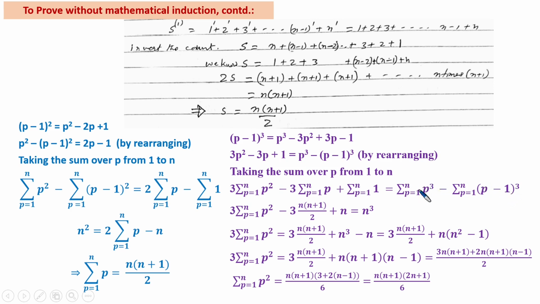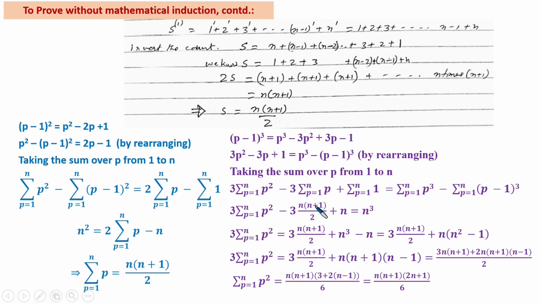So what will be remaining? Only n cube will be remaining, because this summation will have 1 cube plus 2 cube plus 3 cube up to n cube, and this one will get terminated at n minus 1 the whole cube. This term will have one term less than this, so n cube will remain here, rest of them will get cancelled, so you will have n cube here.